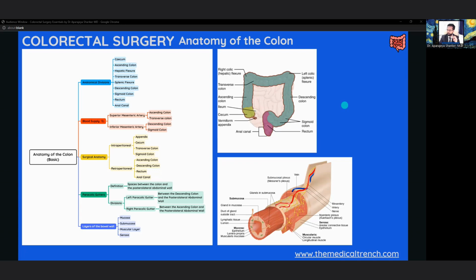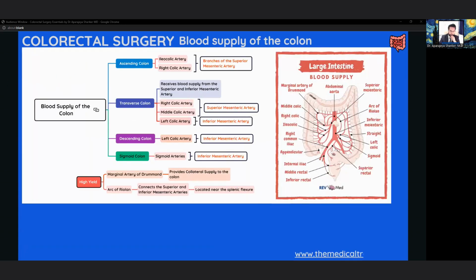Now, with that said, let's go on to the blood supply. This is going to be very, very important, and I have marked it as such on this slide here. A lot of times, from what I've noticed, blood supply of the colon is a specifically asked question in the interview section, right?